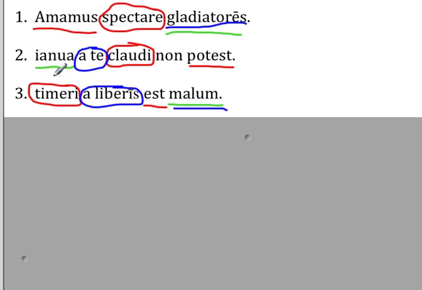So it is possible for an infinitive to act as a subject of a verb. And est allows that to happen very frequently.